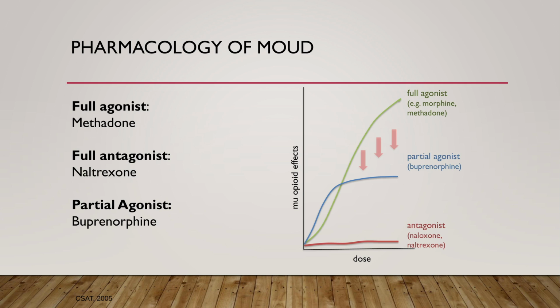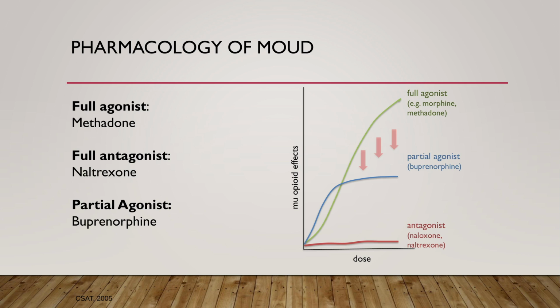And then on the flip side is naltrexone, which is a full antagonist. As you increase the dose, really nothing happens in terms of effect. It's an antagonist. It does not activate the receptor. You can keep increasing the dose, and it won't cause any effect except to block the opiate receptor.